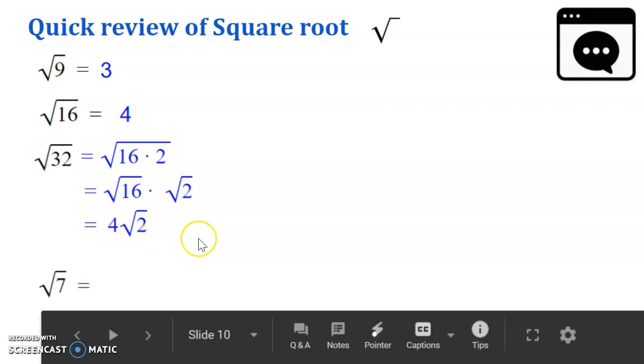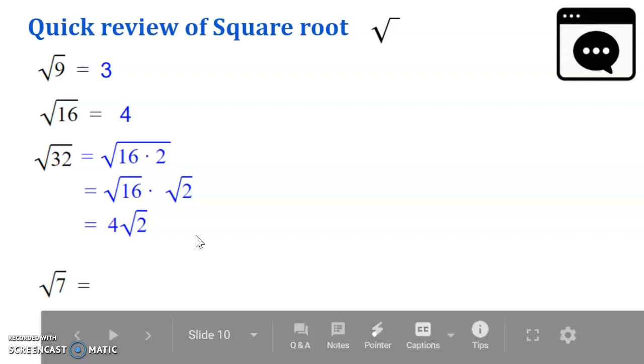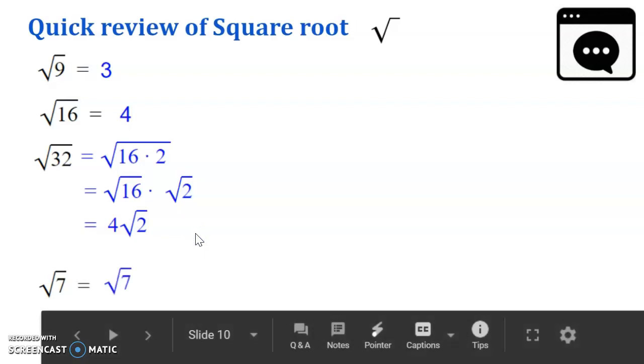What about square root of 7? Well, 7 is not a perfect square, and it does not have any factors that are perfect squares, so it remains as square root of 7.